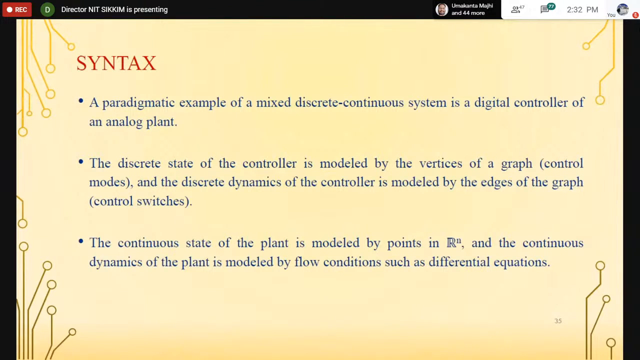So the discrete state of the controller is modeled by the vertices of a graph. So the same thing is here. We have states which are represented by nodes, and then you have transitions or edges, which give you the transition. So again, the definition is more or less the same, but the symbols used by different authors are different. So here we say the state of the plant are elements of the set R^n.